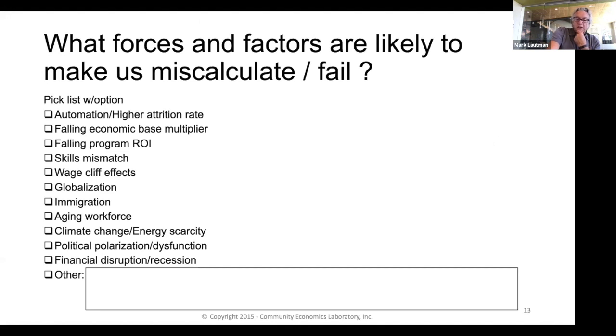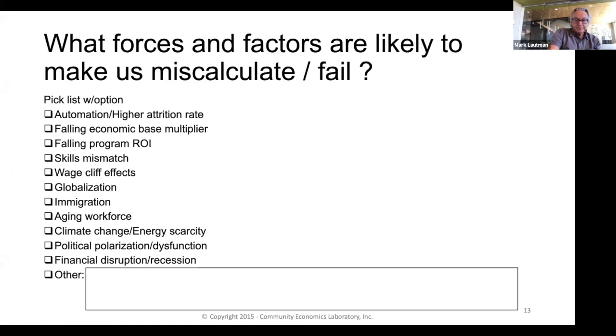And then what factors are likely to make us miscalculate on this? What things should we be watching, or assumptions should we test? And what things, if we don't catch, could make us fail? I guess you just check the boxes here, and it's probably all of them. The reality is there's so many things changing and so many things different now from the past planning cycle that you really need to check on all this stuff. And we'll get into a couple of these, like the falling economic base multiplier. We're going to talk about that a little later today.